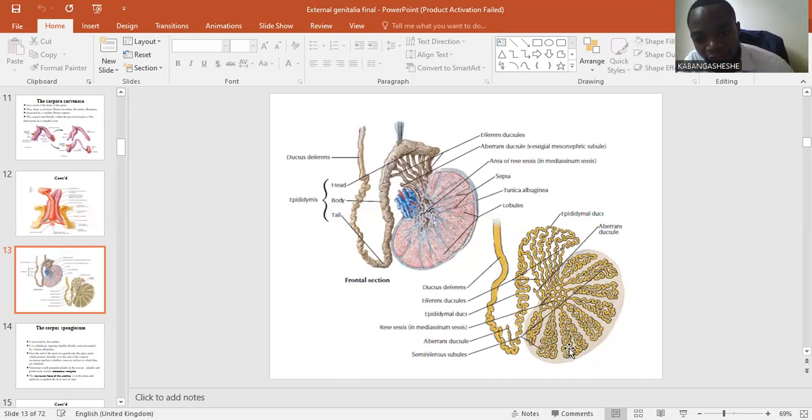So you can see here 1, 2, 1, 2, 1, 2. Now this tube is highly folded. So if it was to be stretched to see how long the tube is, it would actually be even longer than the height of an individual whose testis is being examined. So it's a highly coiled tube, and the cells there are producing sperm cells.